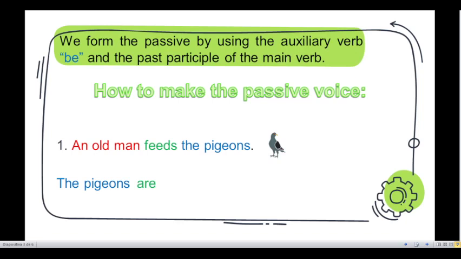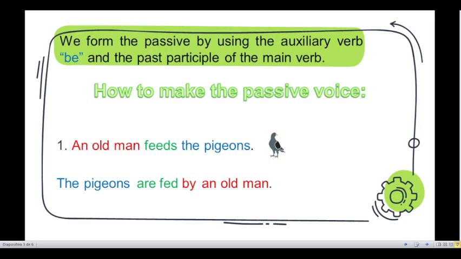Step number 5. Write the main verb in past participle. Feed will become fed. Step number 6. Add the word by. By is telling us who did the action. Excellent. Finally, step number 7. Write the subject of the active sentence. By who? By an old man. And that's all. Let's read the full sentence. The pigeons are fed by an old man.